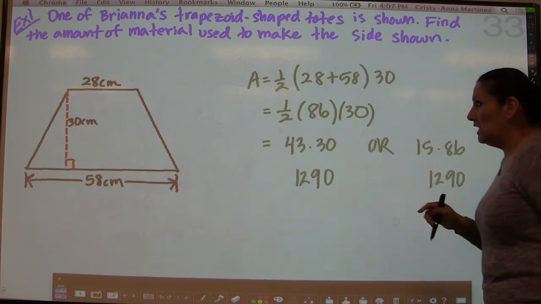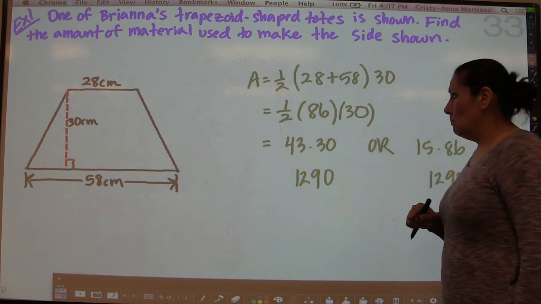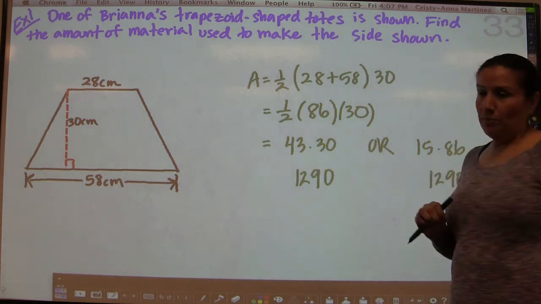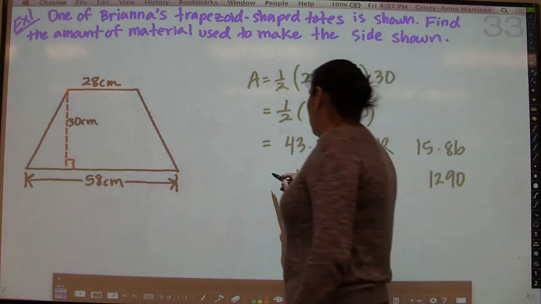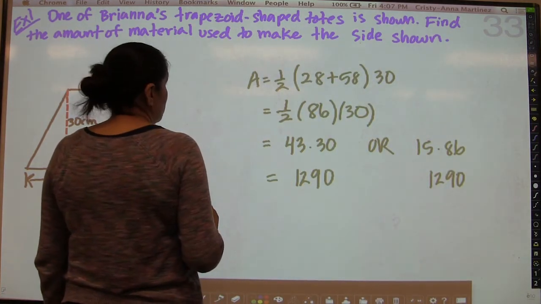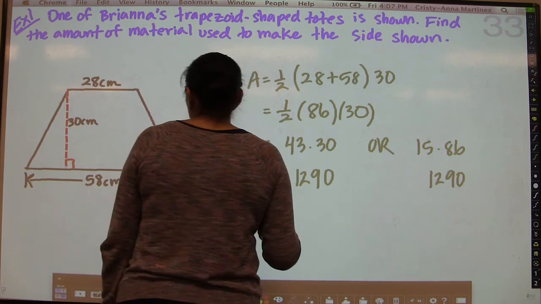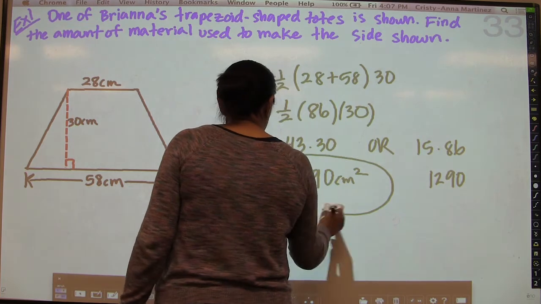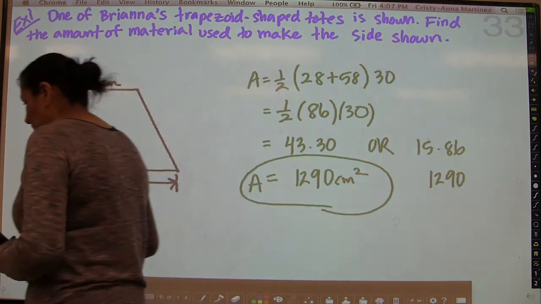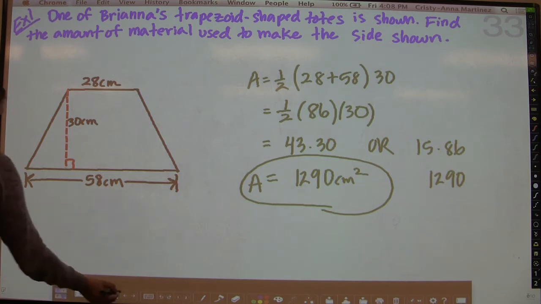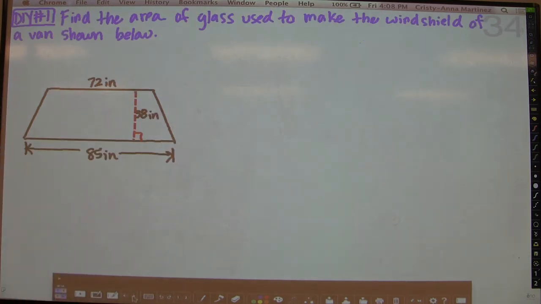Now what would be bad is if you divided both of those by 2 and ended up with 43 times 15. That would be a problem. Okay, so we get 1290. So the amount of material that you would need is 1,290 square centimeters. Alrighty, so now we're going to let you do this do-it-yourself question, and then we're going to go on to example 2.